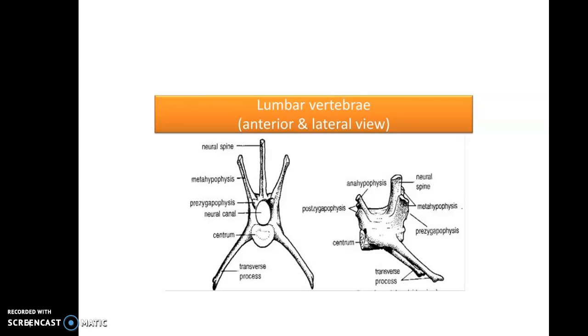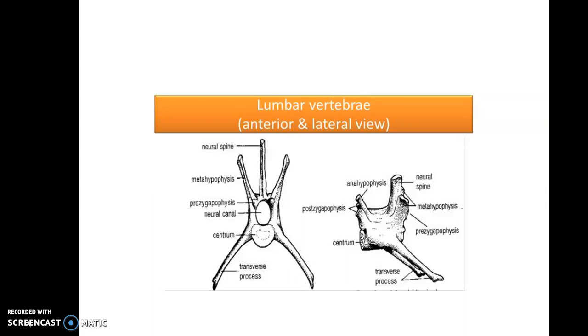Next, after studying the cervical and the thoracic vertebrae, we will study the lumbar vertebrae. The lumbar vertebrae are about 7 or 6 in number. They are the largest vertebrae, and they have bony processes attached to the ventral surface of the centrum. They are called hypophysis.